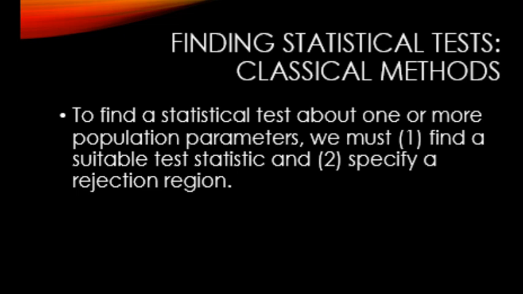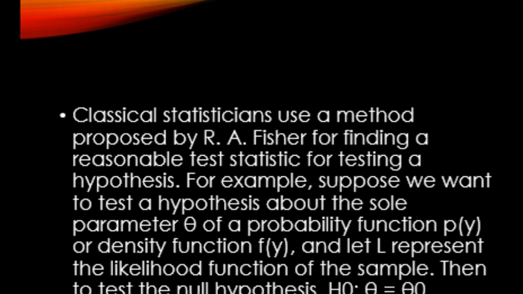Okay, now here is what we need to do for conducting the test. This was a general idea. Now to conduct a specific test for a population parameter, and again it could be one or comparing two population parameters, we first need to find a suitable test statistic, and then we also need to specify the rejection region. There was a method introduced by R.A. Fisher for finding this reasonable test statistic for testing the hypothesis.